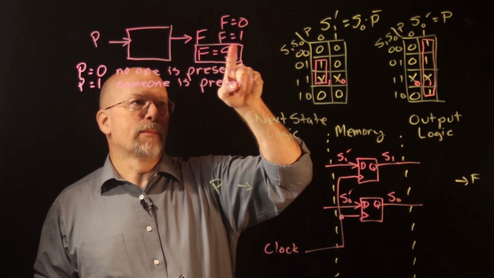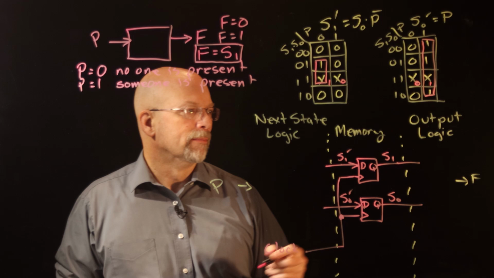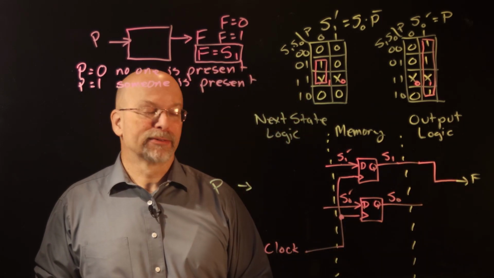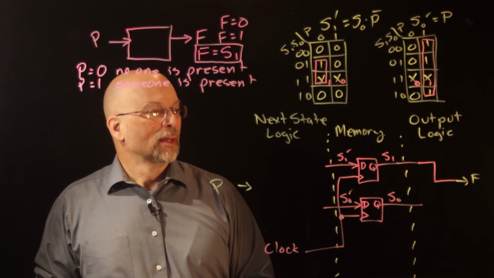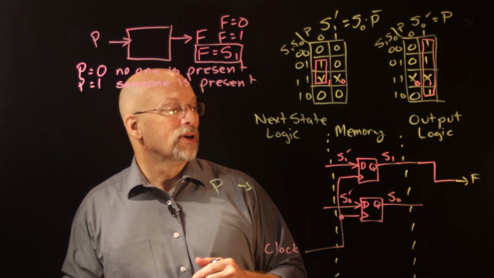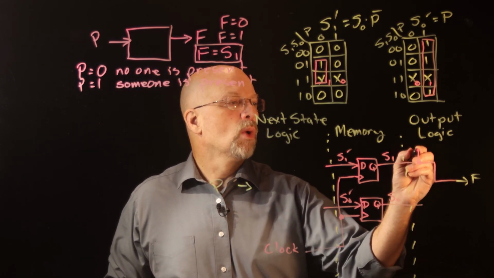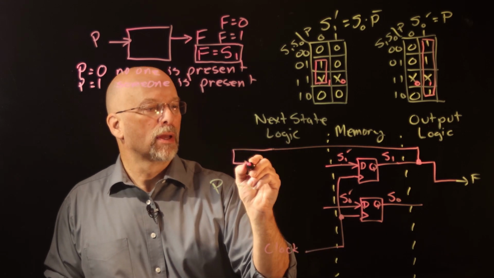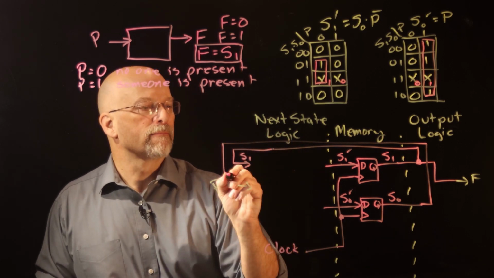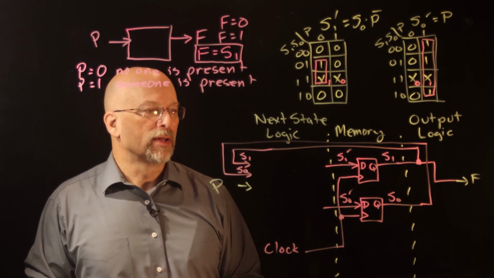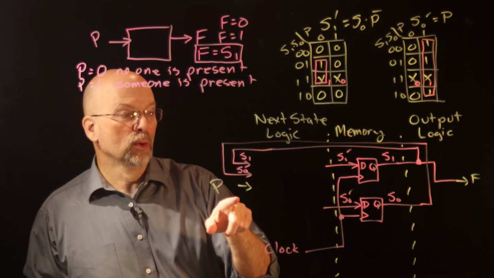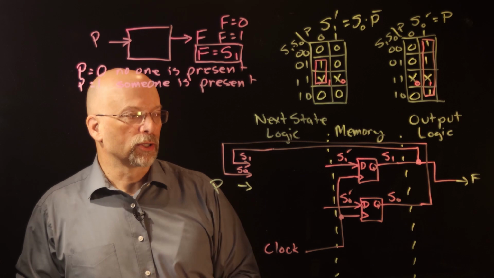All right. Now, the output logic. We've already decided the output logic is just equal to S1. So all I have to do is take S1 and run it to my output, F. Now, the input, the next state logic, is actually being combined with both of the state bits. So I'm going to take both of the state bits and bring them over to the input side. So our input expressions all depend on not only the input to the system, but also the current state.